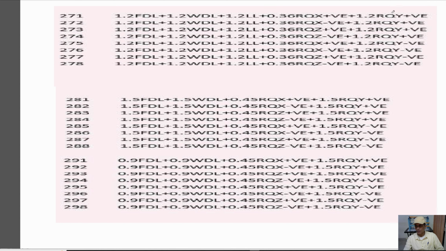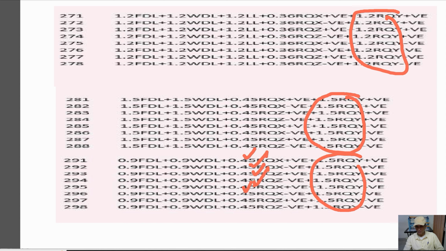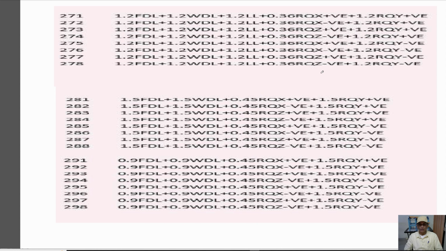See, I have considered ELY in totality here. In totality are 1.2, 1.5, 1.5. So EX and EZ are taken as 30% with the respective limit state factors. So you can take reference from this table and include such ad hoc required load combinations if you feel so.